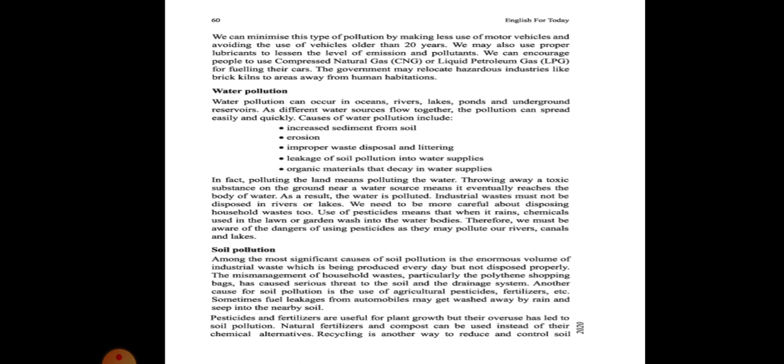We need to be more careful about disposing household wastes too. Use of pesticides means that when it rains, chemicals used in the lawn or garden wash into the water bodies. Therefore, we must be aware of the dangers of using pesticides. Yes, I have mentioned earlier that the overuse of pesticide causes water pollution too, as they may pollute our rivers, canals and lakes also. Yes, this is another case of soil pollution, but pesticides also pollute the soil. Among the most significant causes of soil pollution, yes, this is the third point, that is soil pollution. Among the most significant causes of soil pollution is the enormous volume of industrial waste, which is being produced every day but not disposed of properly.